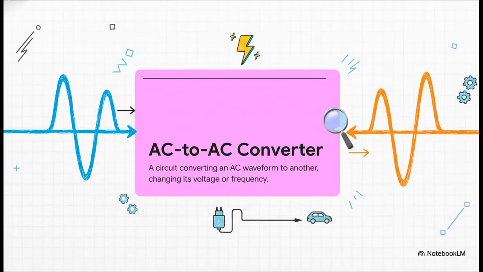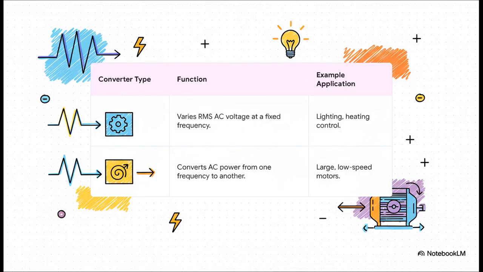They do exactly what it sounds like. They take an incoming AC supply and they modify it. Sometimes it's as simple as changing its voltage, think of a standard light dimmer switch, but it can also be as complex as completely changing its frequency, which is crucial for things like controlling the speed of big motors. So you've got two main flavors here.